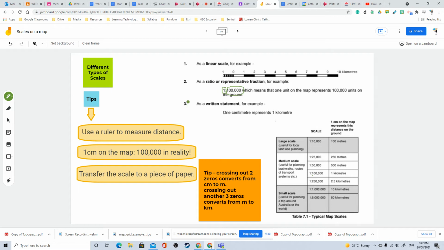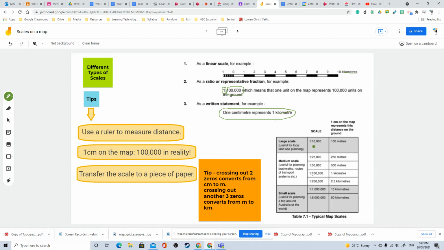The third one here is the written scale. This is very infrequently used, but sometimes they're on maps. It's basically the same representation, but in words, okay? Now, all 3 of these scales mean the same thing, okay? 1 centimeter represents 100,000 centimeters. 1 centimeter, 100,000 centimeters. 1 centimeter, 100,000 centimeters, okay? The difference between them is that they have just converted the centimeters to kilometers.